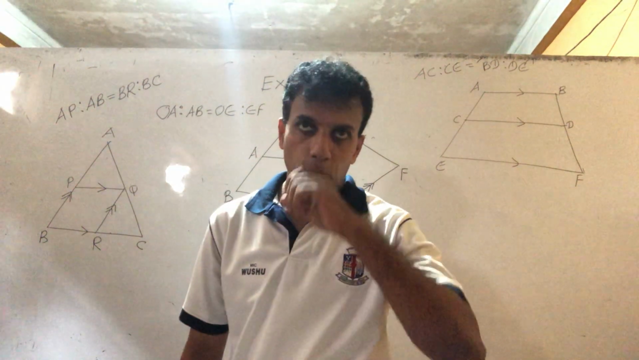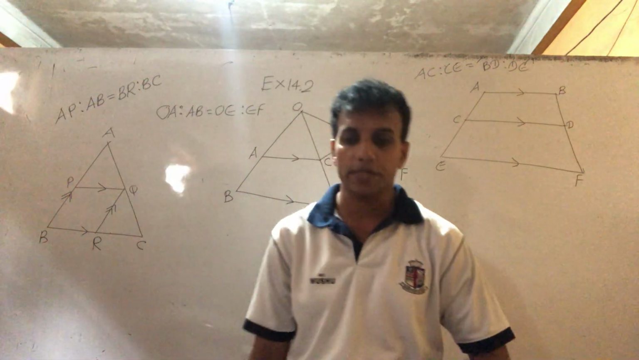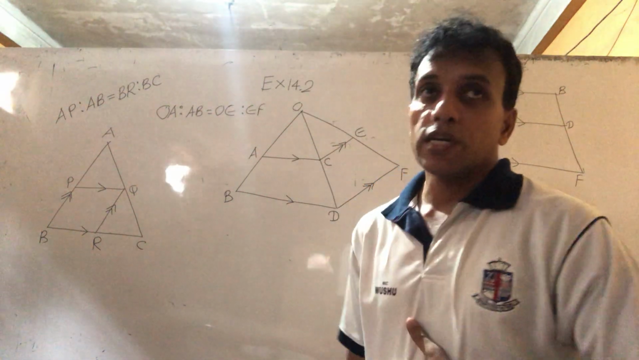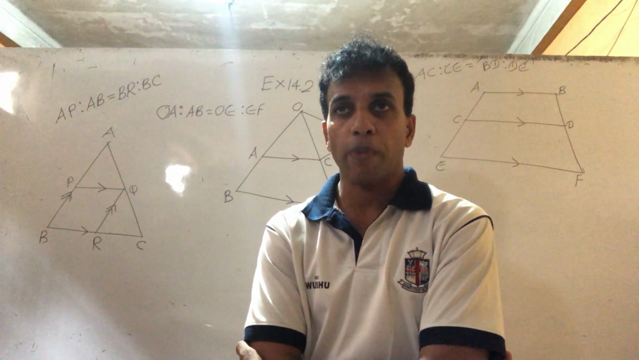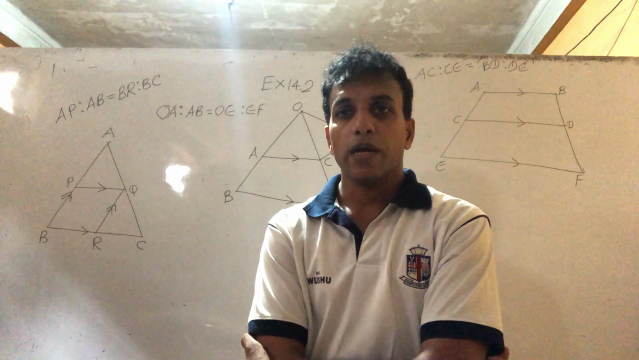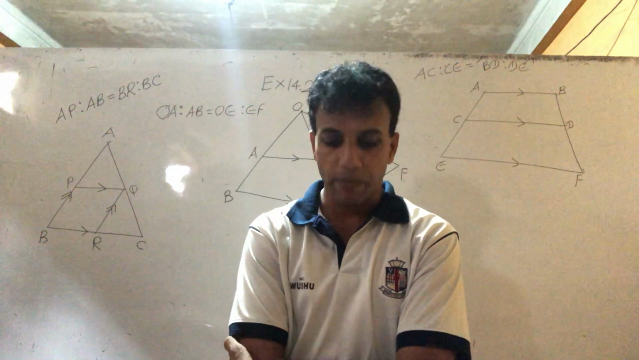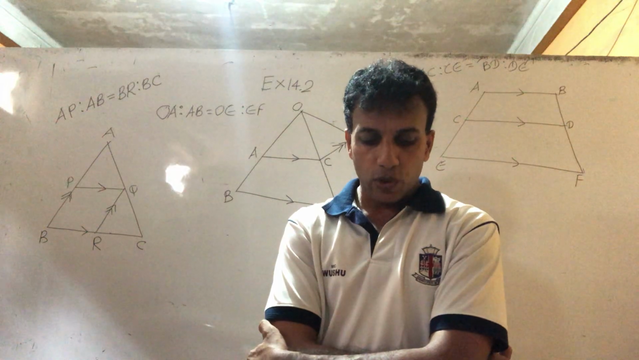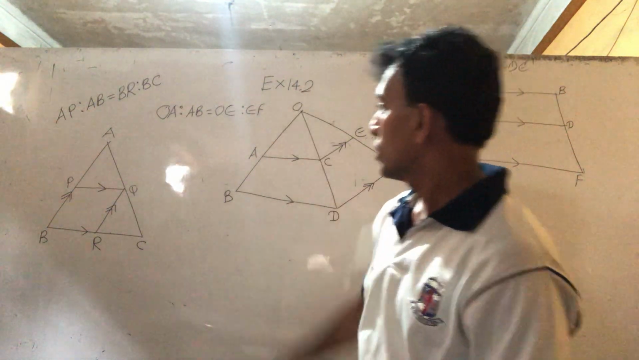I will see now my third video for equiangular triangles. Last time we learned that in a triangle, if a line is drawn parallel to a side, it divides the other two sides proportionally. So I completed many questions. Today I'll show you the problems in exercise 14.2.